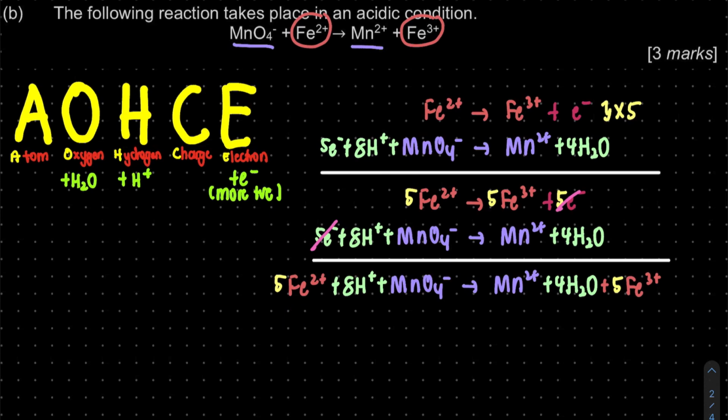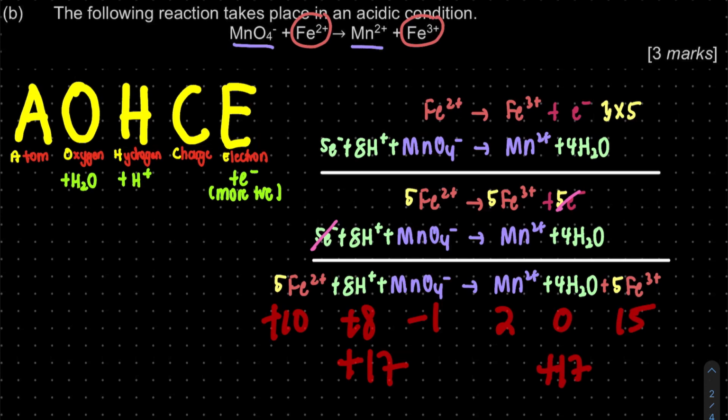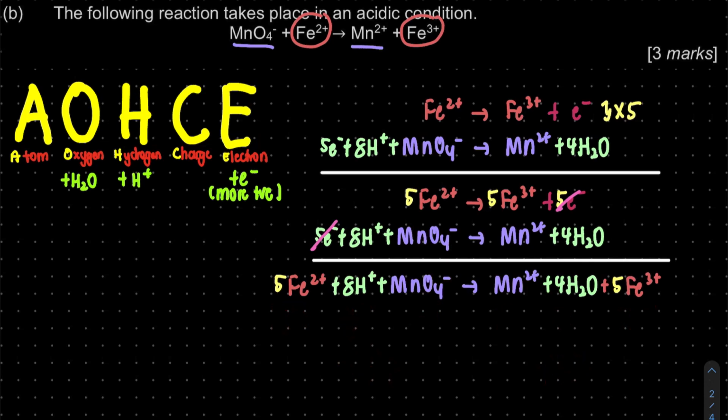So here is positive 10, positive 8, negative 1. So here is positive 17. Here 2, 0, so 15, 2 plus 0. On both sides, actually, not only the charge is balanced, on both sides positive 17. Actually, when you count the number of atoms, ferrum, hydrogen, magnesium, and oxygen is already balanced. So that is the solution for question 1b.